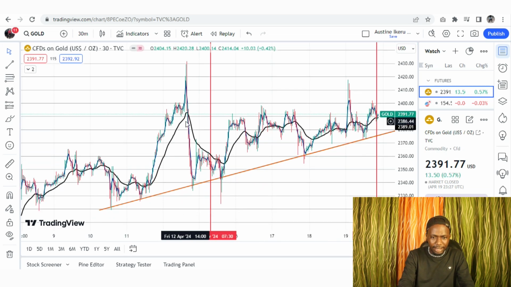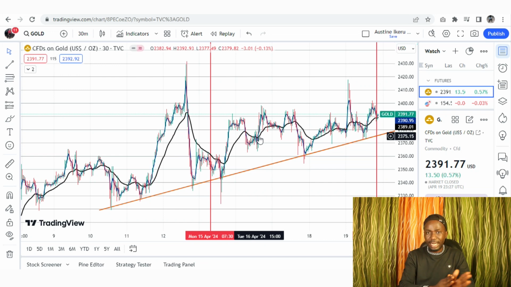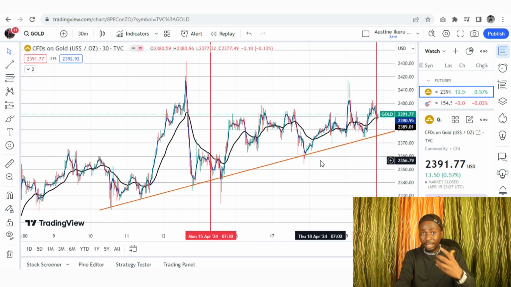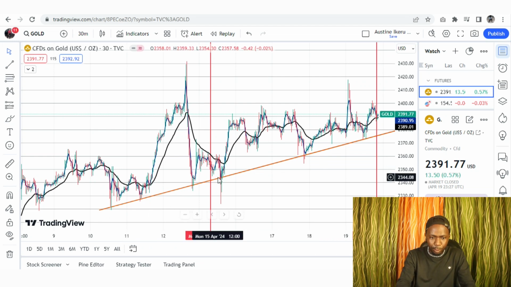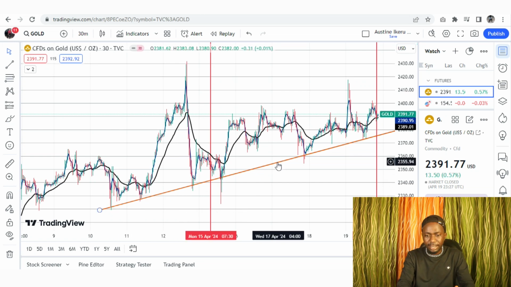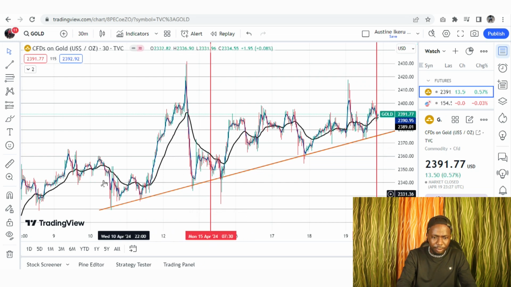Now you can clearly see that the moving average is not the same as it was in the 4-hour time frame. That is why I use this trend line for me to be able to know the directional movement of the market, right? So at the 30-minute time frame, I can still see that the price is still respecting the levels, still respecting the trend line. Whenever price comes, it gets rejected, comes, gets rejected, comes, gets rejected, right?